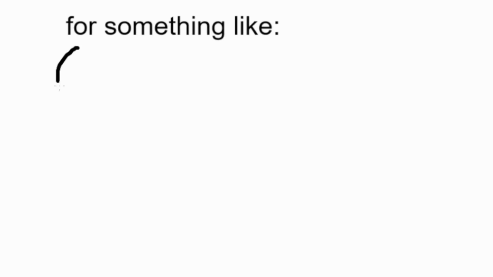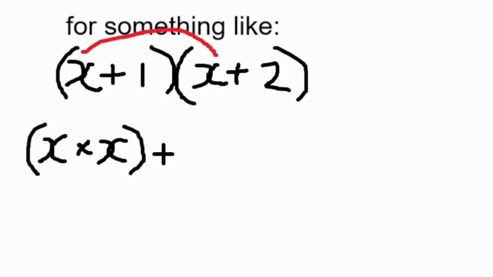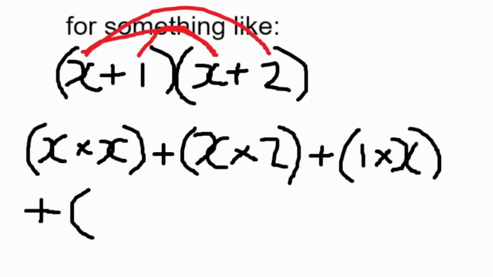For something like (x + 1)(x + 2), you multiply the first by the other first, x times x, then add that to the first times the outer, x times 2. Then add that to the inner times the other first, 1 times x, and finally add that to the outer times the other outer, 1 times 2. And you get something like this.